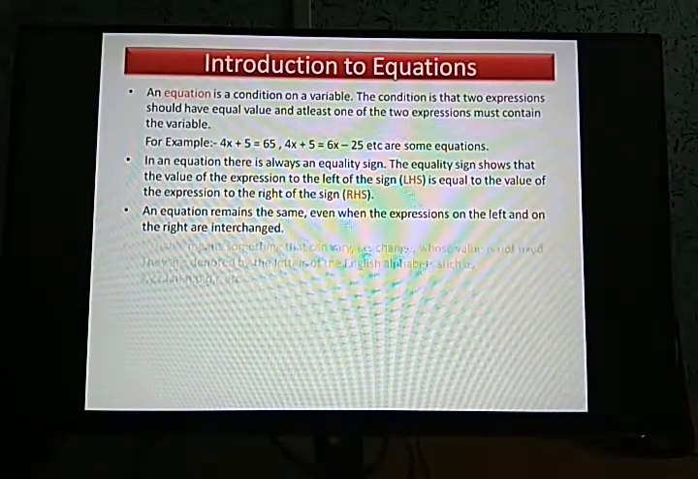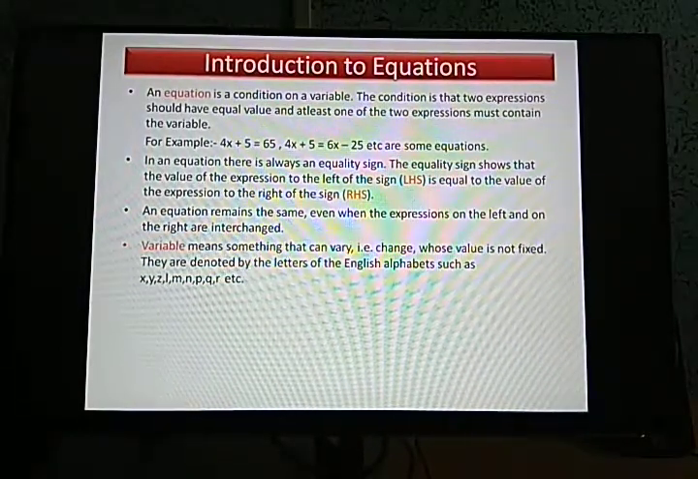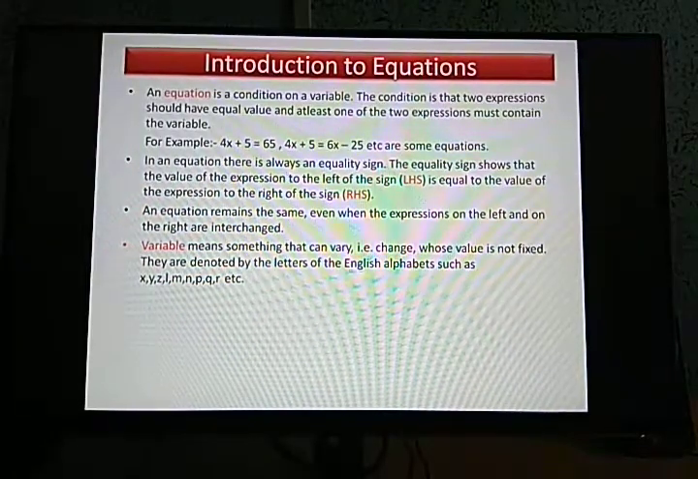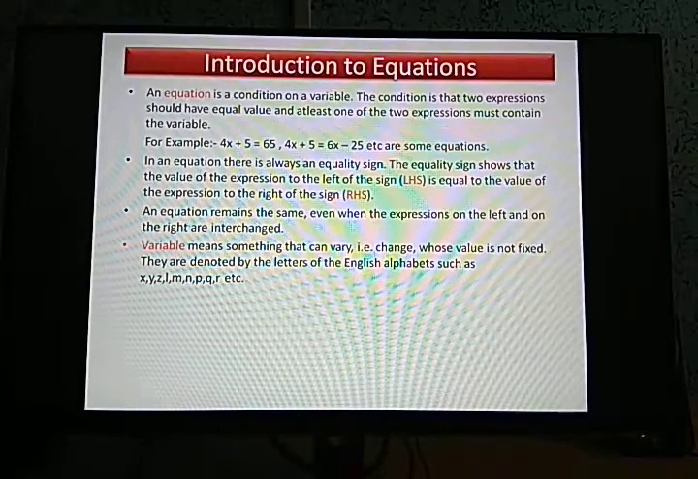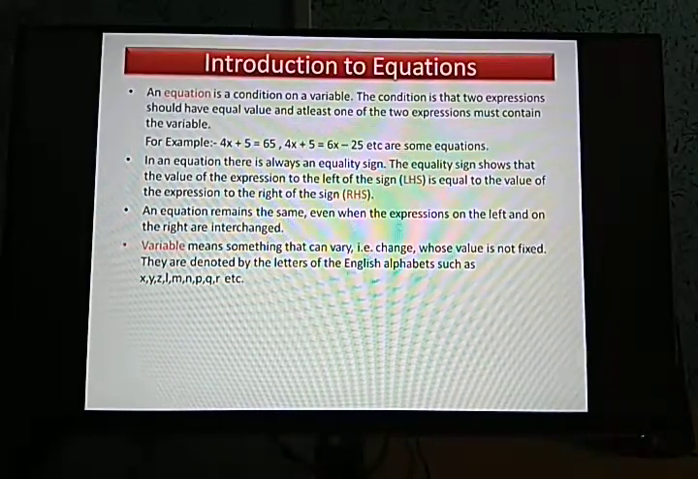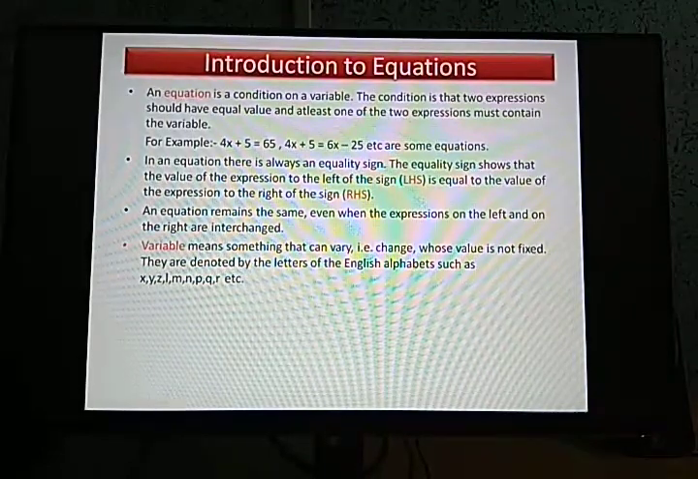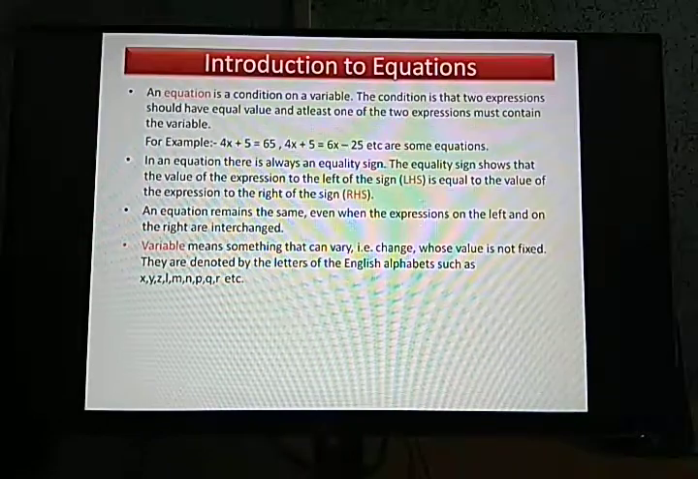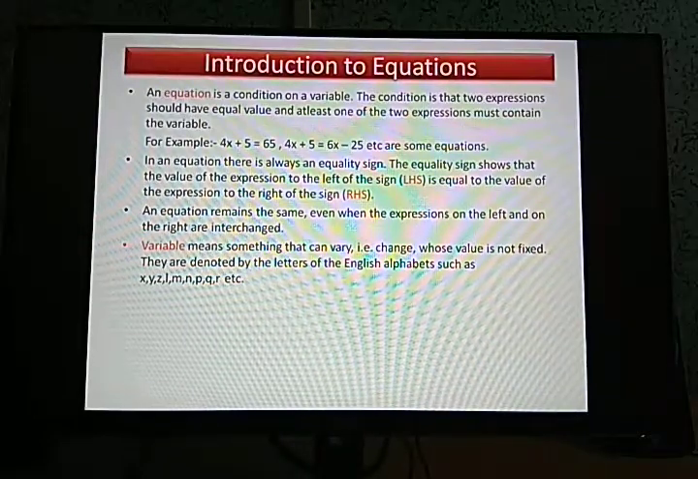Now next one. What is a variable? Already I said x is the variable. So let us see what is written here. Variable means something that can vary. The literal meaning of variable is that which can vary. Vary means what? It can change. So its value is not fixed. Now do you think here the 4x plus 5 value is fixed? No.